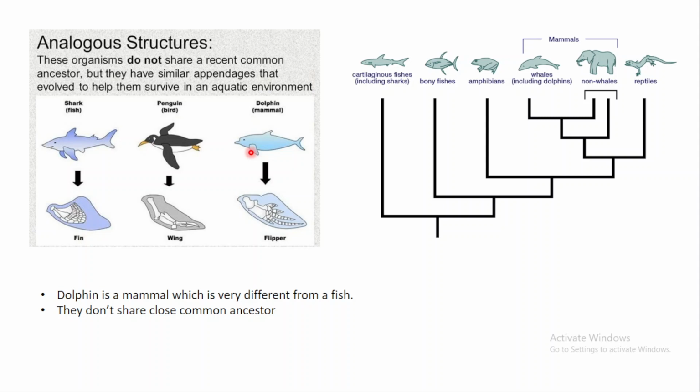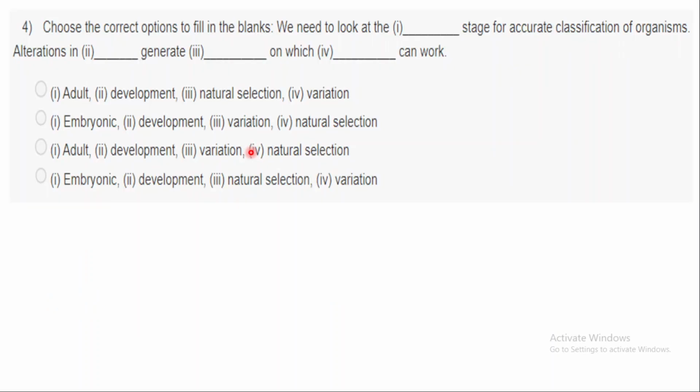Okay, let's move on to the fourth question. This is again a fill in the blank question with four different blanks to fill. Choose the correct option to fill in the blanks. We need to look at the dash stage for accurate classification of organisms. Alterations in dash generate dash on which dash can work. It's a lengthy question. You guys have to read it carefully.